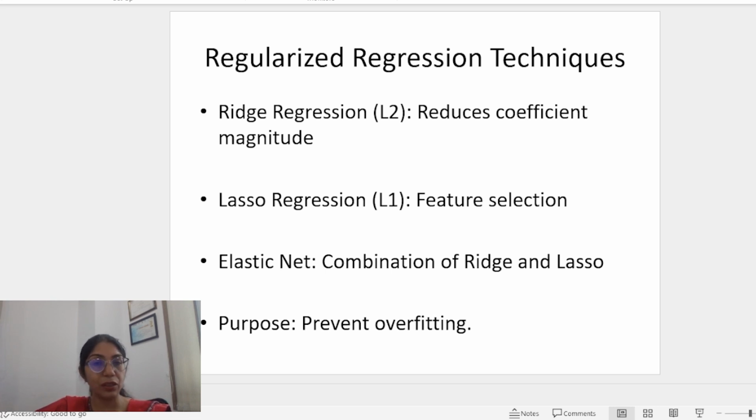The first technique is ridge regression, which introduces an L2 penalty term and reduces the magnitude of coefficients. The second technique is lasso regression, which uses an L1 penalty. In addition to reducing coefficients, it can eliminate less important variables, effectively performing feature selection. So the third regularized regression technique is elastic net regression, which combines the strengths of both ridge and lasso methods. So these regularization techniques are widely used in machine learning applications where datasets contain a large number of features.